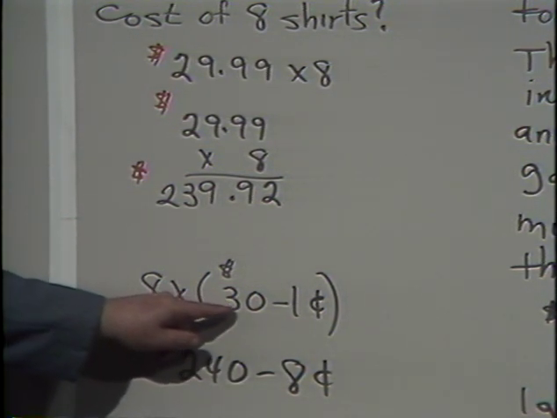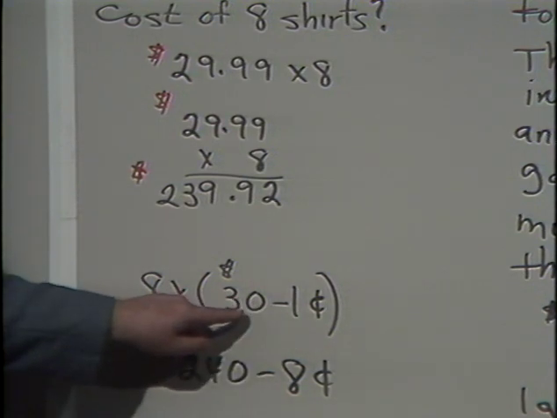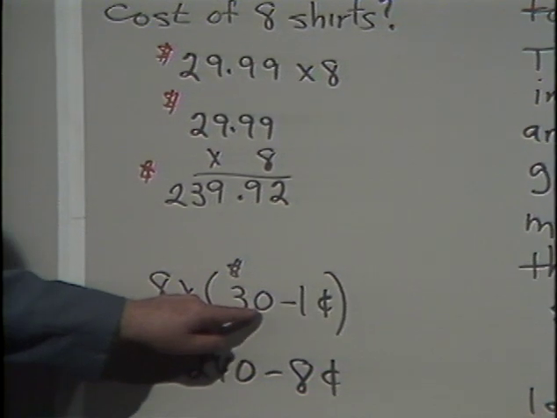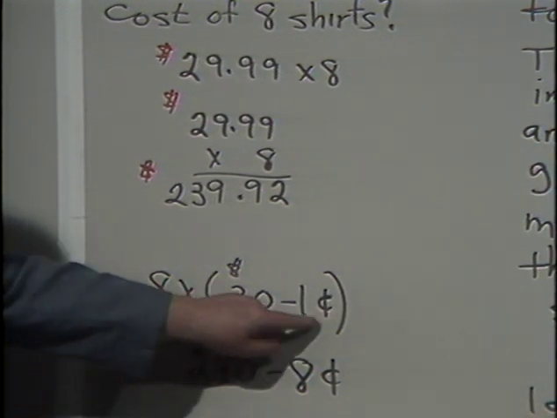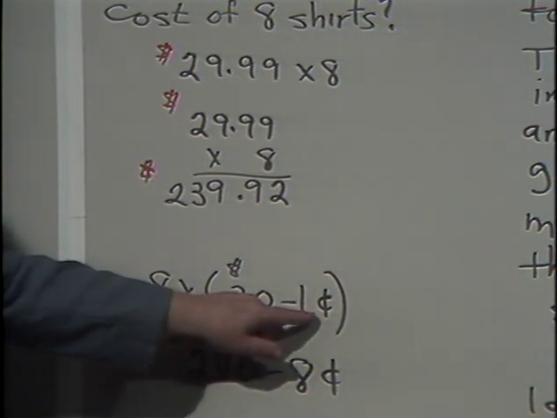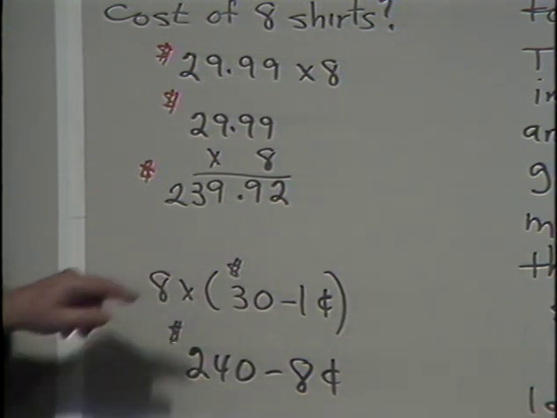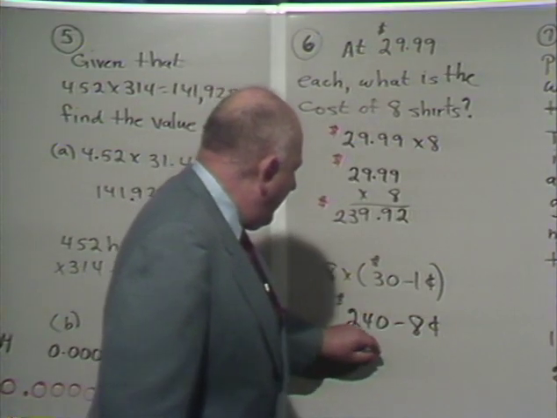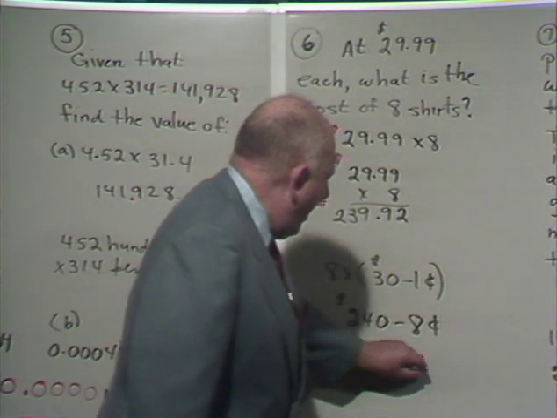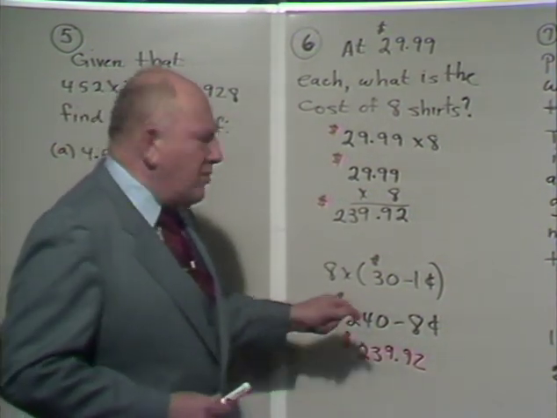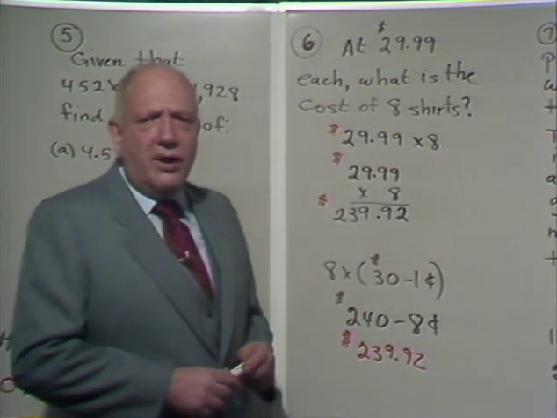Watch how we can solve this by the distributive property, even better. Isn't $29.99 the same as $30 minus a penny? So what we do is we multiply the 8 by the 30, then 8 times $30 is $240, then what do we do? Subtract 1 cent 8 times. And that gives you what? $239.92 right away. Do you have to be clever and do the problem this way? No. You can do it the other way.